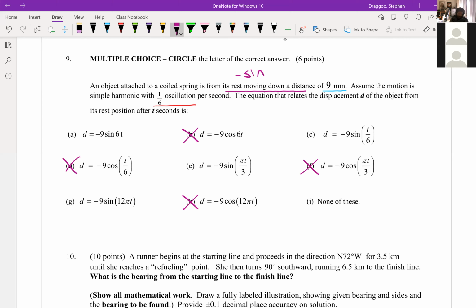But we know that we're looking for a simple harmonic motion of the 1/6 of an oscillation per second, which means that B should be equal to 2 pi divided by 1/6, which is 12 pi. So I'm looking for an answer that has 12 pi t in it. Oh, wait, whoa, slow down. Yep. Forget everything I just said right there.